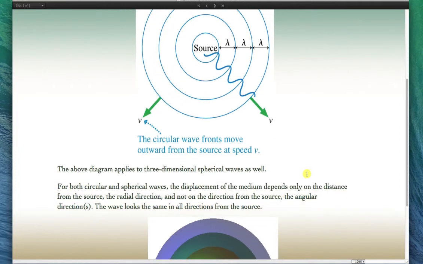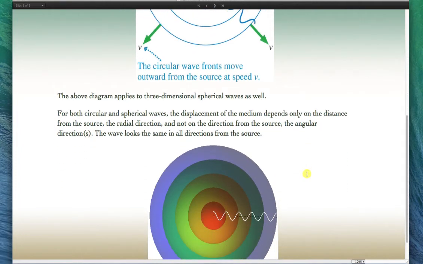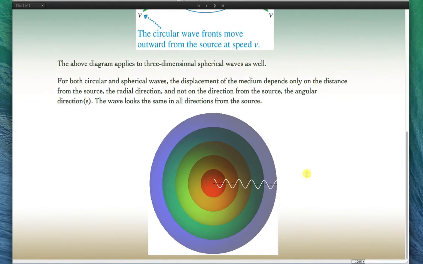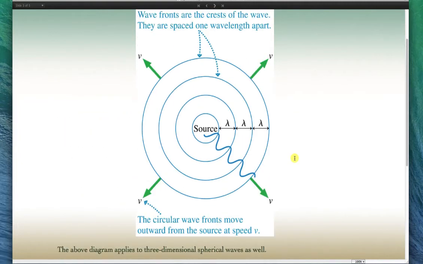So what about three-dimensional waves? Well, that diagram above also can represent three-dimensional waves. But in terms of what the shape really looks like, think about taking that two-dimensional picture up here and rotating it around. These circles rotate into spheres. So a three-dimensional wave is a spherical wave. The wavefronts are spherical shells that propagate outward away from the source.